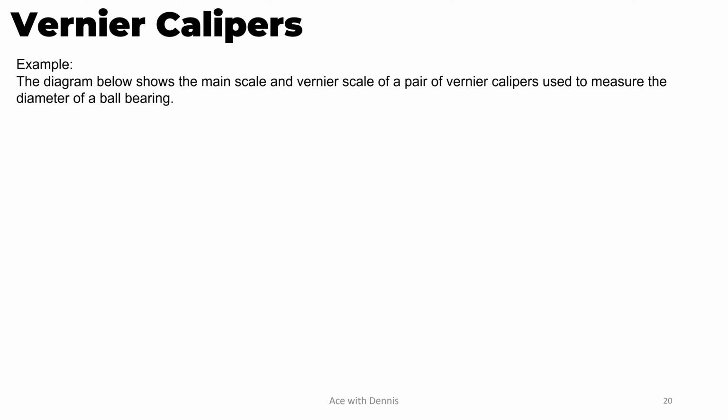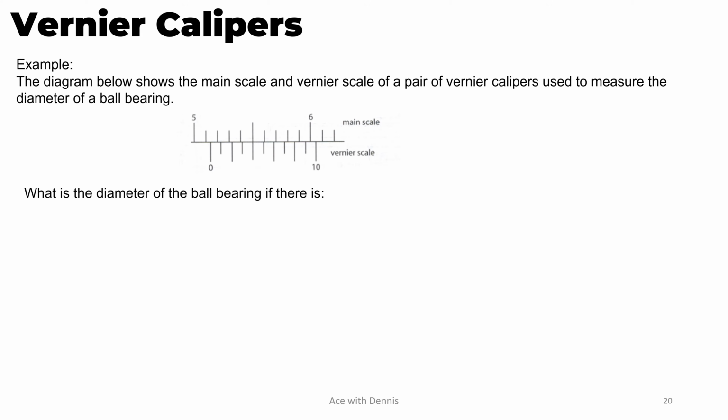Now let's look at one more example here. The diagram below shows the main scale and vernier scale of a pair of vernier calipers used to measure the diameter of a ball bearing. What is the diameter of the ball bearing if there is no zero error, a zero error of positive 0.04 cm, and a zero error of negative 0.04 cm?